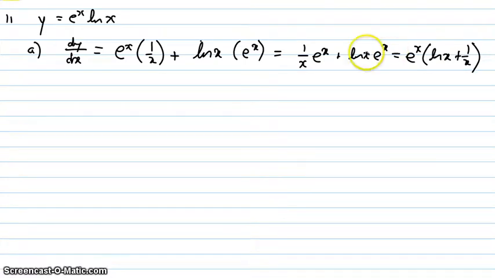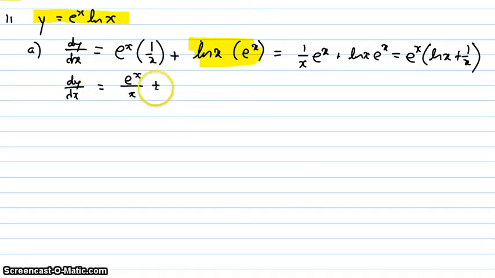However, we can go a step better because we do recognize that this part here, ln x e to the x, is just our original function y. So if I wanted to, I could also write dy by dx is equal to e to the x over x plus y. So that may be an easier form for me to use.